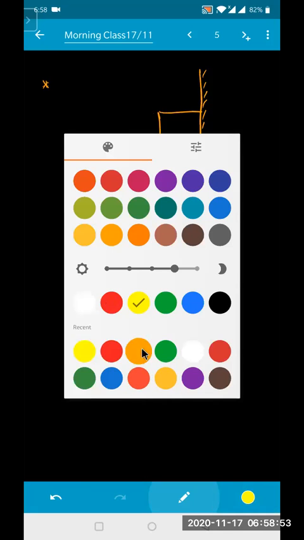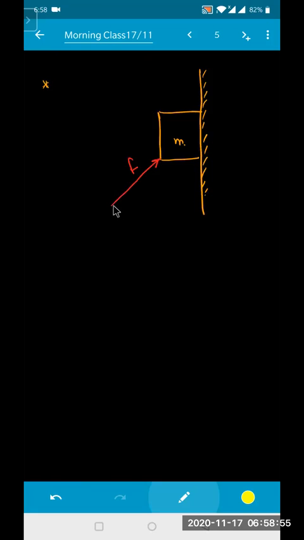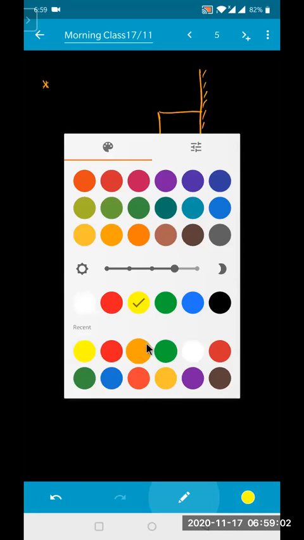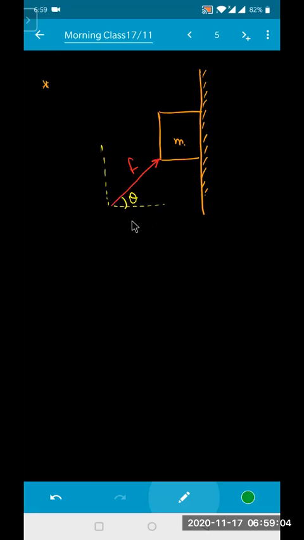The moment you see a force at a certain angle, the first thing you need to do is resolve it. Like this, the angle is given as theta. Now resolve the force. This will become F cos theta in this direction, and in this direction, F sin theta.